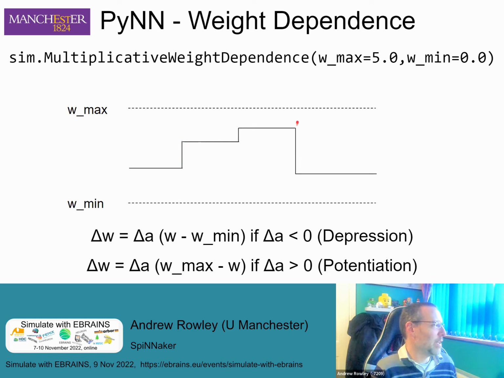Similarly, if you're very far away, you're going to get a much bigger change. So this is very far away. This was a negative, but it's very far away from W min, so it takes account of that. Whereas these were positive and it was getting closer to W max, so it took account of that difference instead.